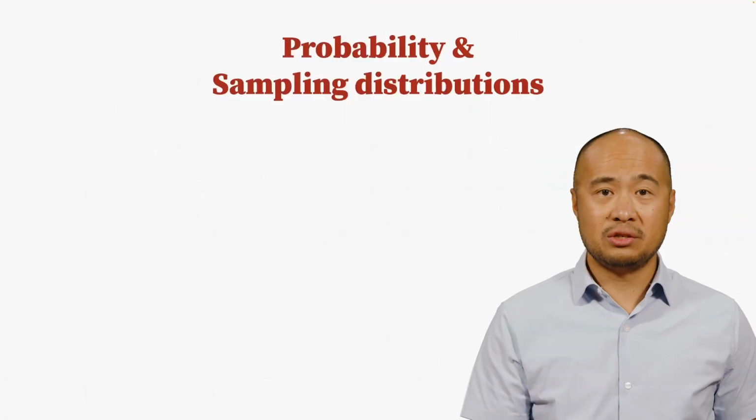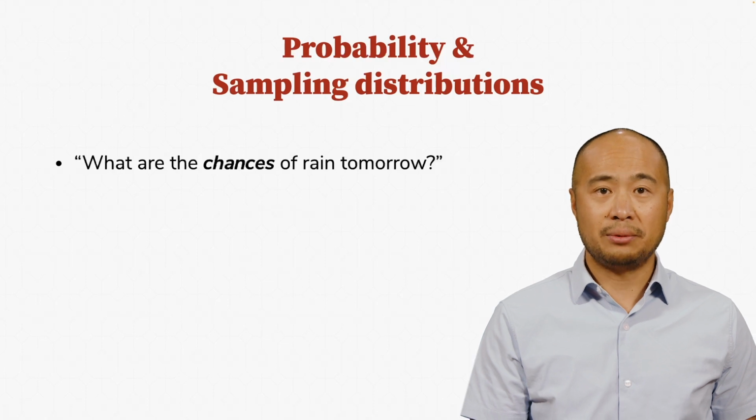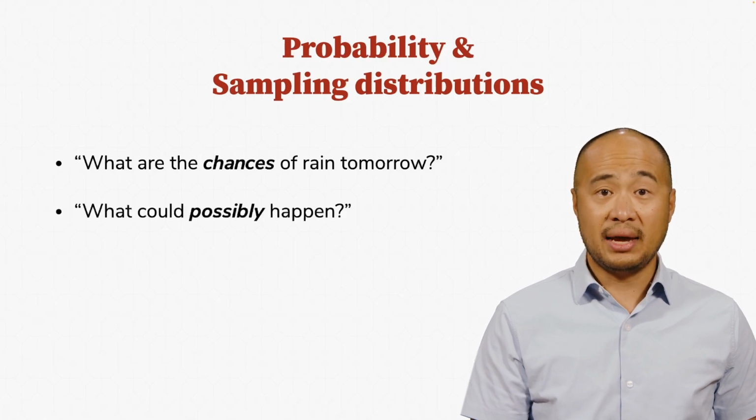Modules 2 and 3 deal with probability and sampling distributions. We often use the word chance in day-to-day life. For instance, any discussion of the possibility of rain tomorrow would inevitably involve the word chance. Probability theory is a mathematical framework that gives a precise meaning to the word chance. It allows us to think precisely about the things that could possibly happen and to assign probabilities to those occurrences.